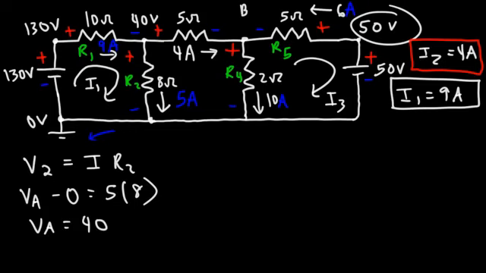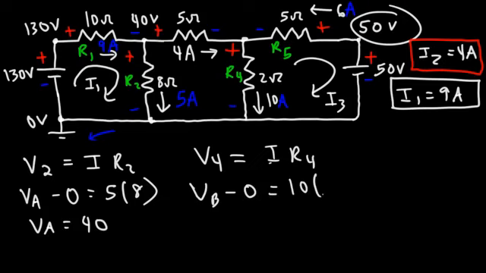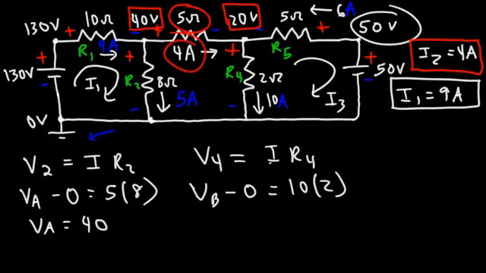Now, let's focus on calculating the potential at point B. The best way to do that is to find the voltage across resistor 4. So V4 is going to equal the current through it times R4. So V4 is going to be the potential at point B minus the ground potential. The current is 10 amps and the resistance is 2. 10 times 2 is 20. So this is 20 volts. Notice that the difference between these two potentials is 20, which is equal to I times R, 5 times 4.